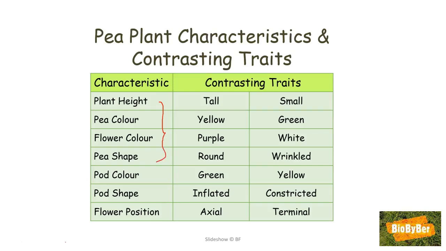The other 3 characteristics are the characteristic of pod colour, contrasting traits green and yellow, pod shape, contrasting traits inflated or constricted, meaning flat, flower position, contrasting traits being axial, the flower on the side of the shoot, or terminal, the flower at the end of the shoot.